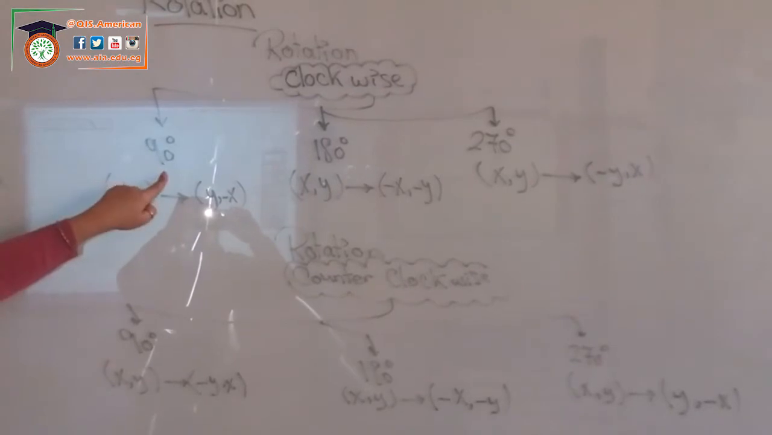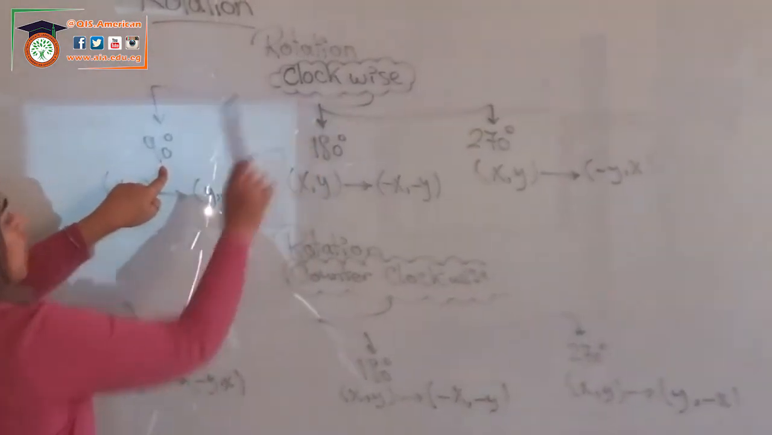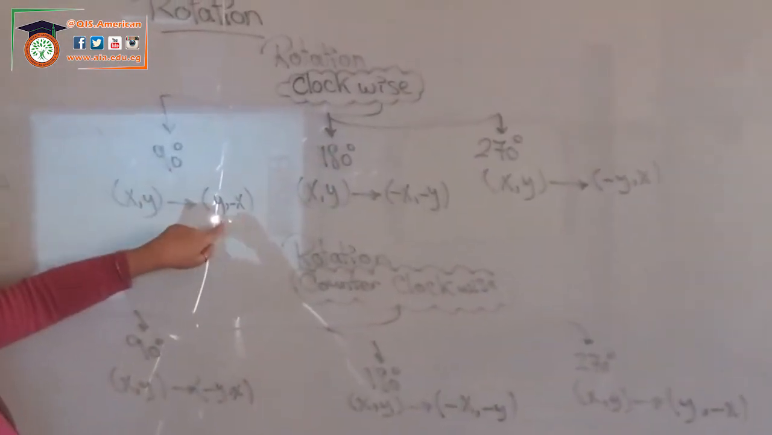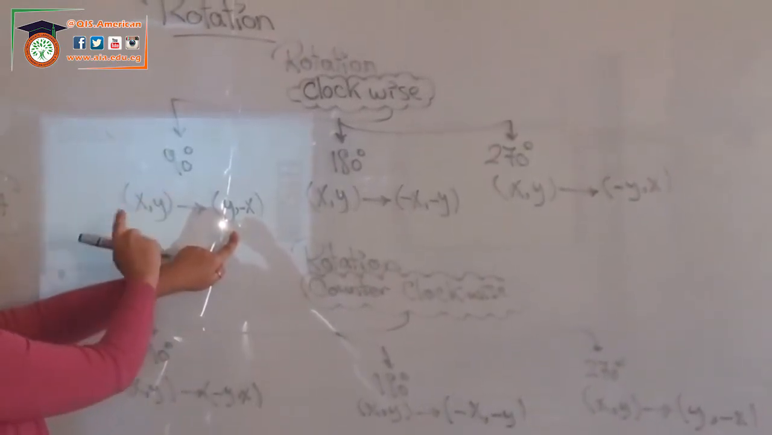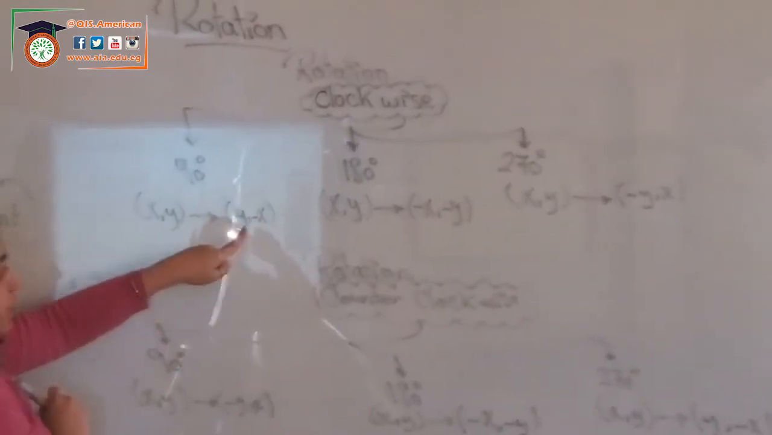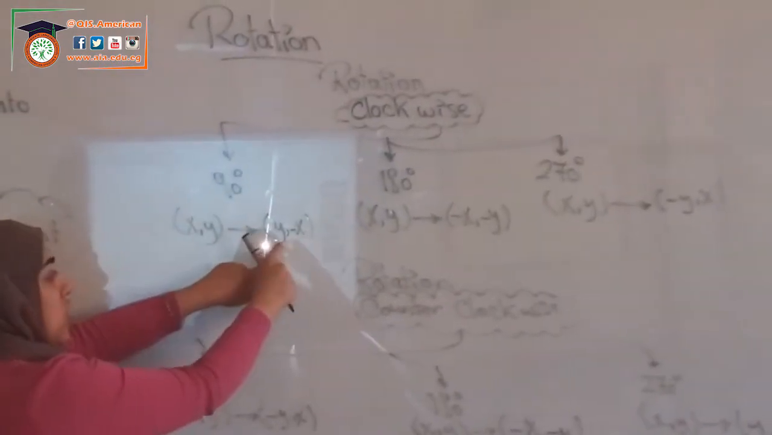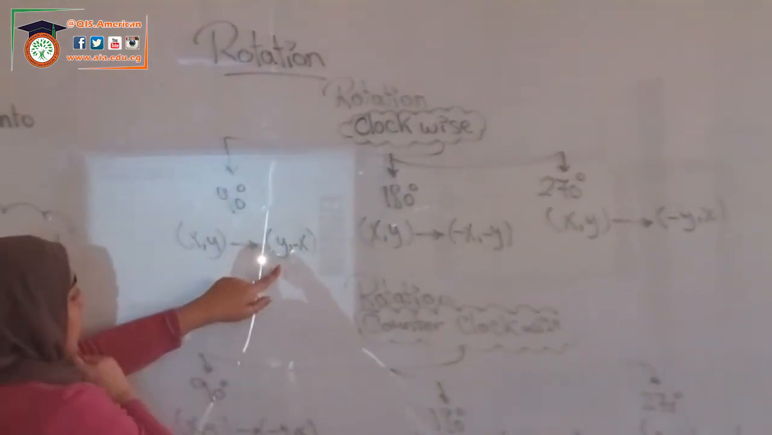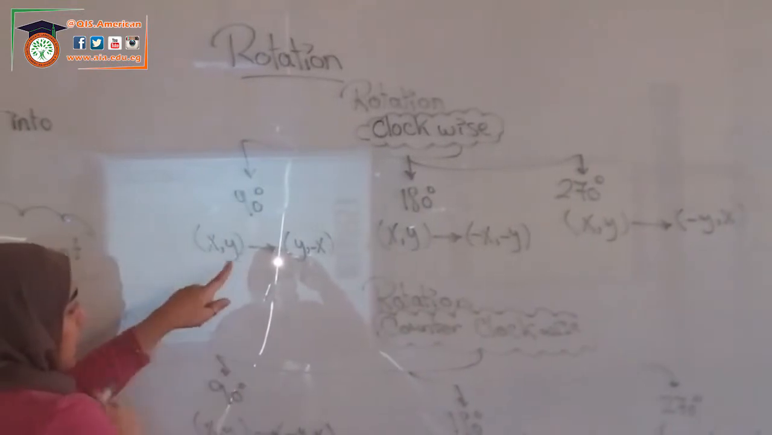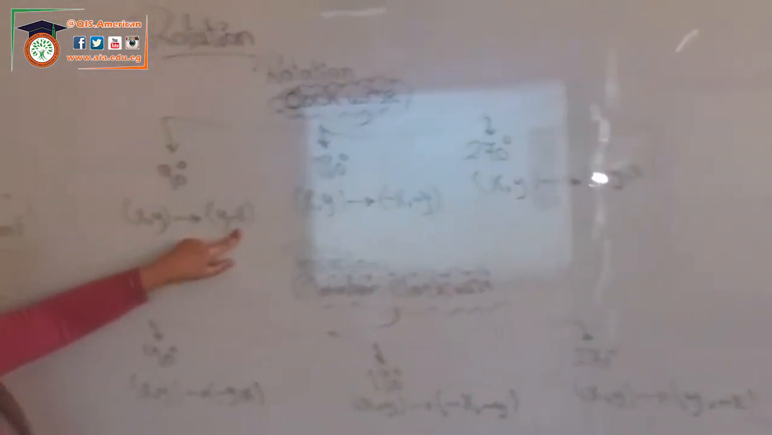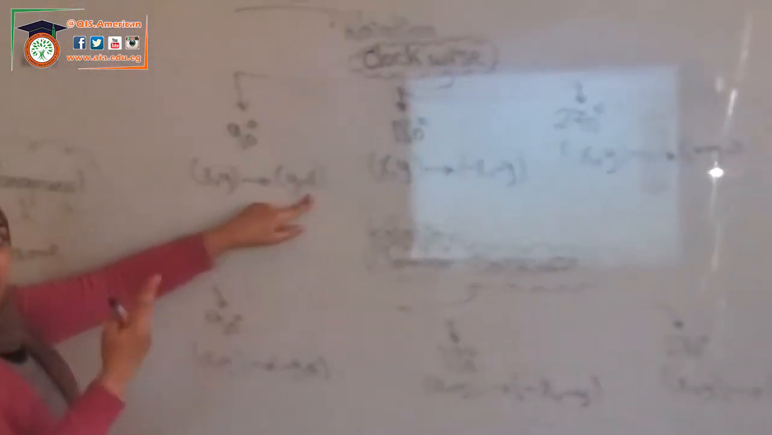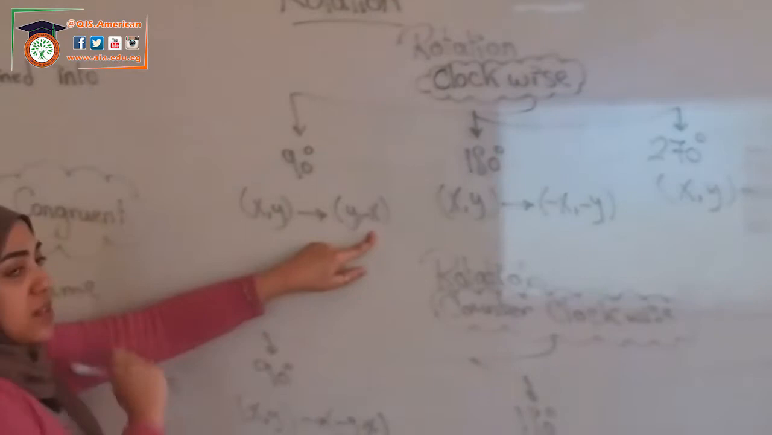If you need to rotate it 90 degrees clockwise, you have to change the places of x and y. Here x is first, so change it to be second, and y is second, change it to be first. So for every point (x, y), if you rotate it 90 degrees clockwise, it's going to be (y, -x). This means I change the places and also change the sign of x.